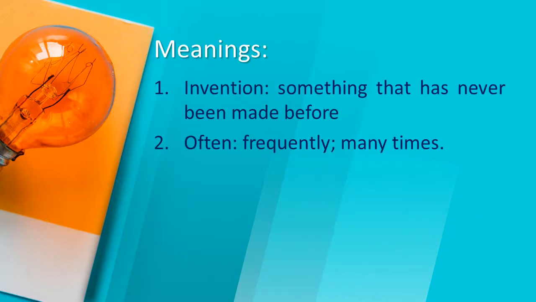That's all about the passage. Do you know who invented the light bulb? Now let's do meanings. First word is invention. You all know what an invention is. We have studied certain inventions last year and you know the difference between invention and discovery. But still, invention means something that has never been made before. Second word is often. It means frequently or many times.